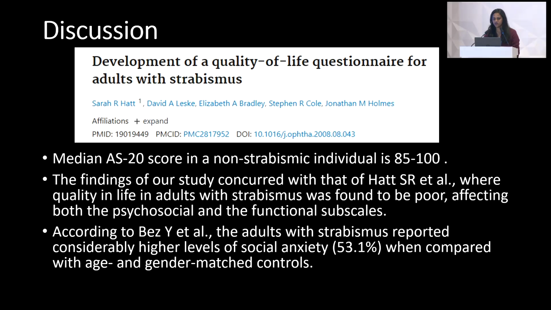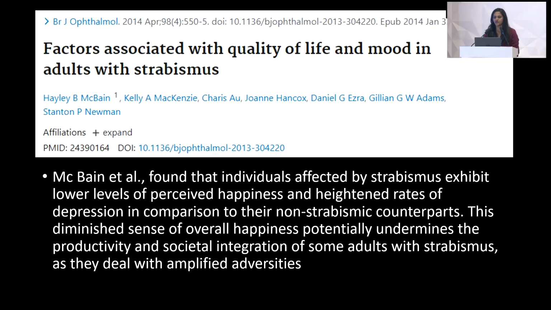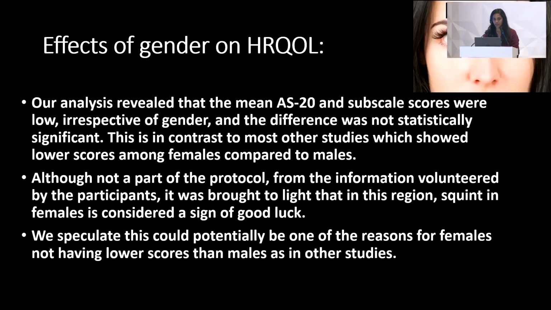Other authors have found that adults with strabismus reported higher levels of social anxiety when compared with age and gender matched controls. Some other studies found that they exhibit lower levels of perceived happiness and heightened rates of depression compared to their non-strabismic counterparts. Our analysis revealed that the mean AIOS20 and subscale scores were low irrespective of gender, and the difference was not statistically significant. While other studies showed lower scores among females.